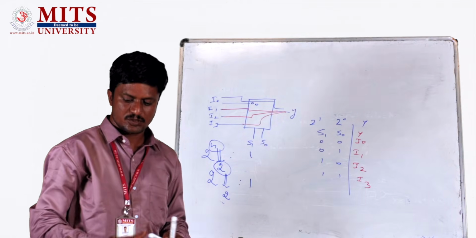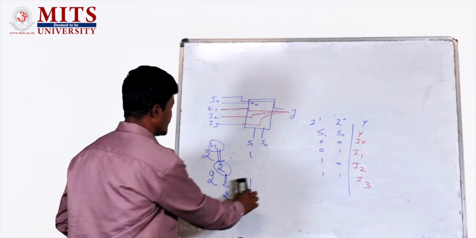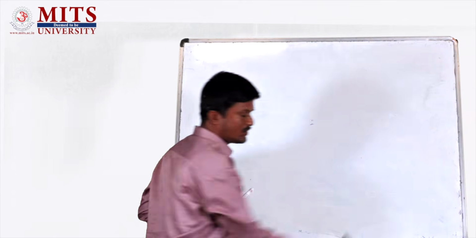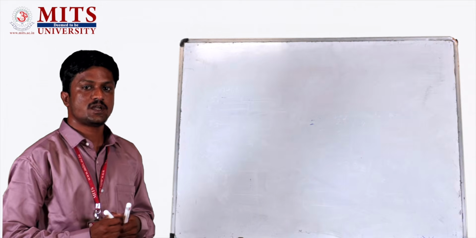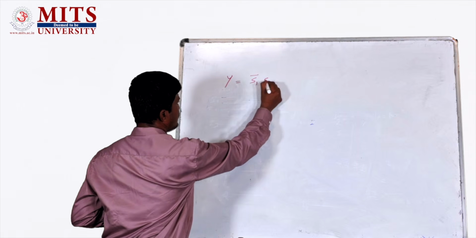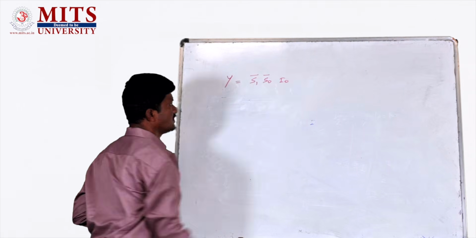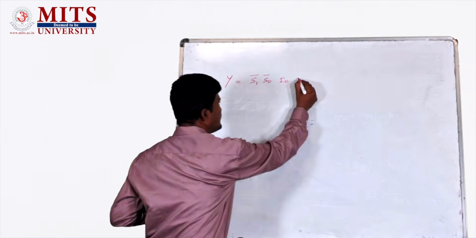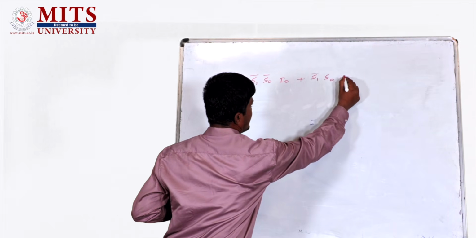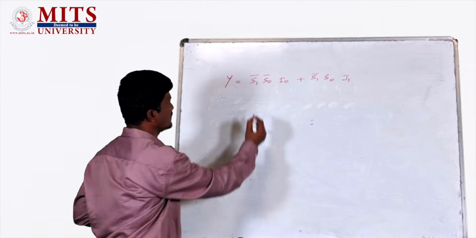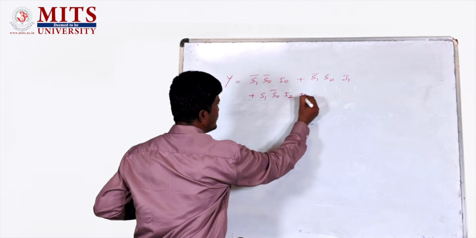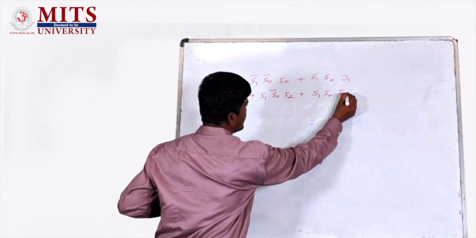Next I will move into the logic diagram of the 4:1 mux. Before going into the logic diagram, I will write the expression of the 4:1 mux. Y equals S1 bar, S0 bar, I0, that is the first term. The second term is 0 1, so S1 bar, S0, I1. Then the third term is S1, S0 bar, I2. And then the fourth term is S1, S0, I3.